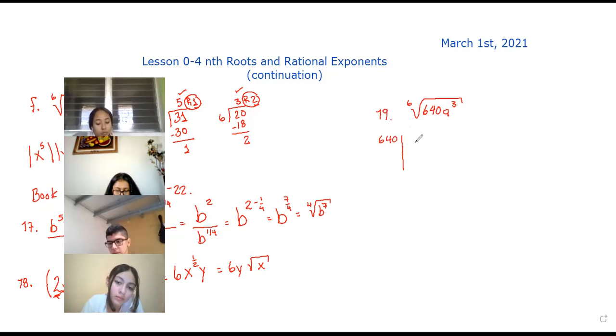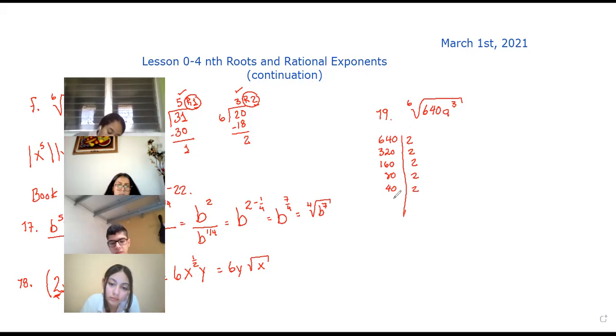640 is divisible by 2. That gives you 320. It's divisible by 2, right? 160. It's divisible by 2, and that is 80. By 2, and that gives you 40. By 2, and that gives you 20. By 2, and that is 10. By 2 is 5, and by 5 is 1.